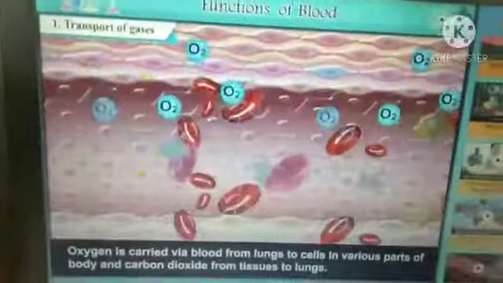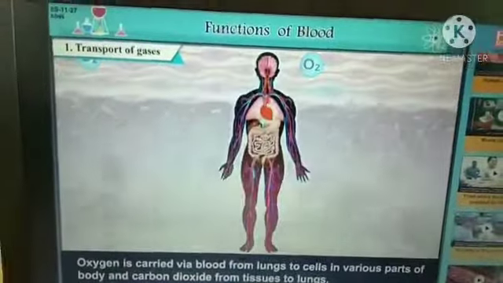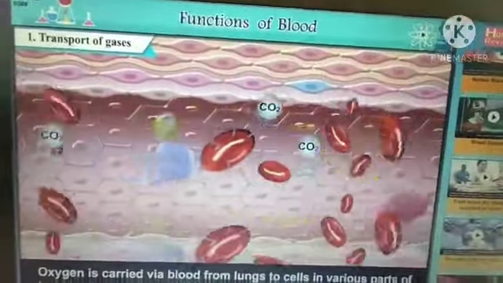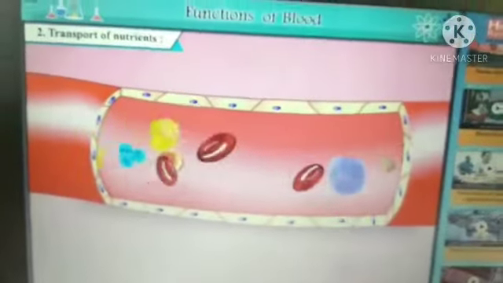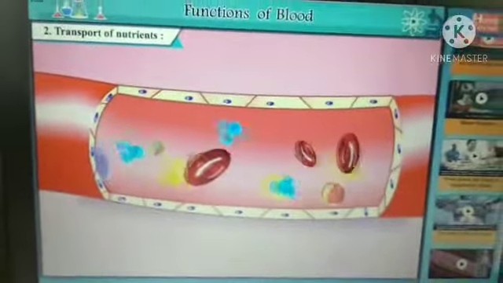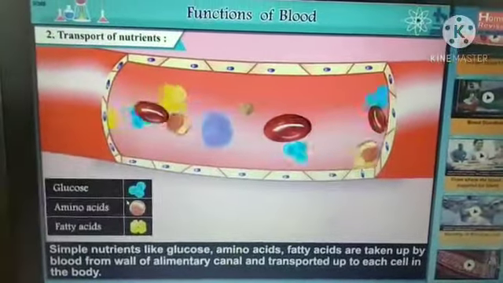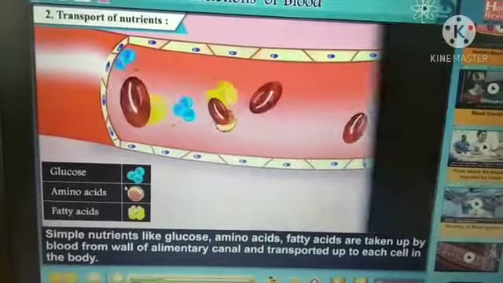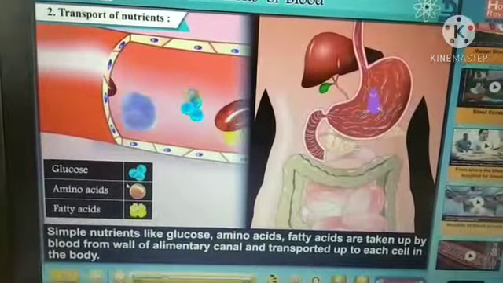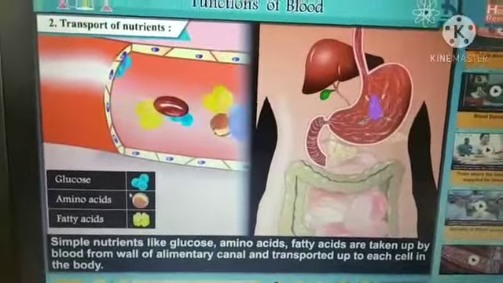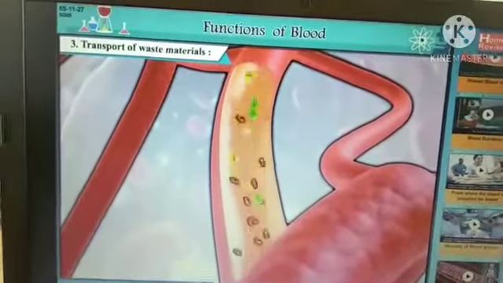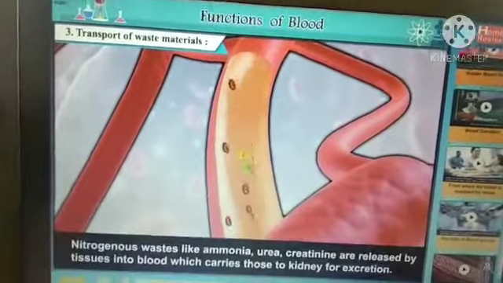Function of blood. Transport of gases. Oxygen is carried via blood from lungs to cells in various parts of the body, and carbon dioxide from tissues to lungs. Transport of nutrients. Simple nutrients like glucose, amino acids, fatty acids are taken up by blood from the wall of the alimentary canal and transported to each cell in the body.